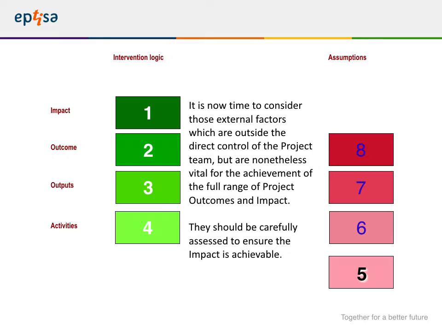Once these first 4 items have been completed, we should consider the external factors, those things which are beyond the control of the project, but which will support the project outputs and outcomes. Initially, some things may have to happen before the project can even commence activities. These are called preconditions. And at every other level of the log frame, there could be external factors that need to be considered.